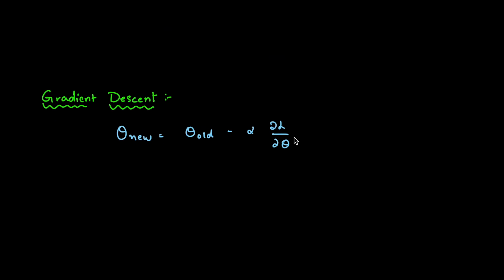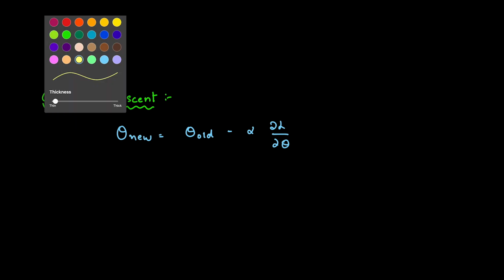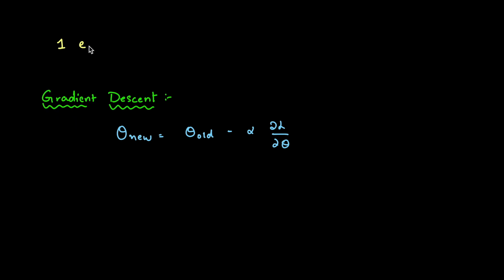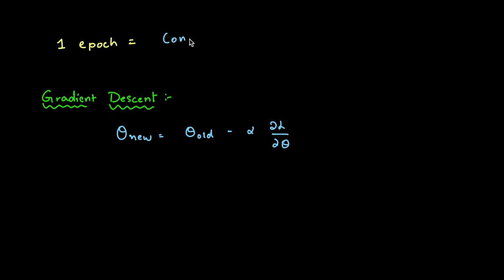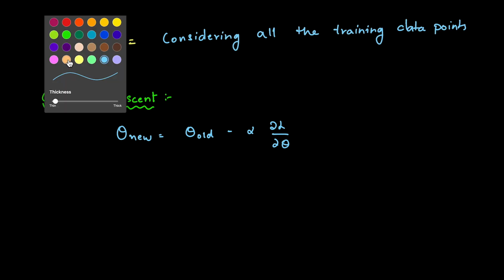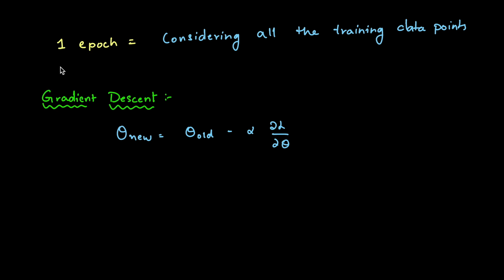Let's see what is an epoch initially. Simply for your understanding, one epoch is similar to considering all the training data points that we have. Whereas what is one iteration? One iteration is the same as updating all the weights that we have. Simply, this is one epoch and this is one iteration. Now let's jump into this particular video.